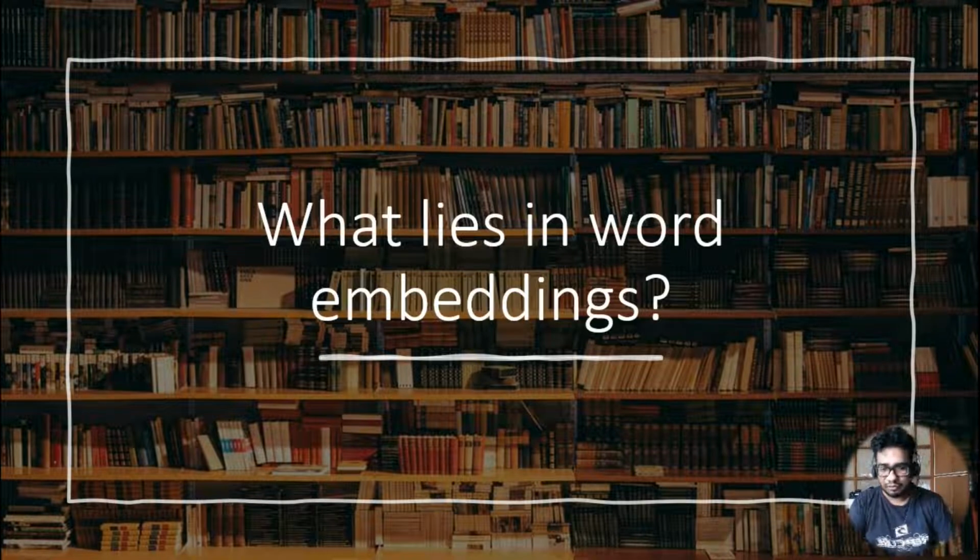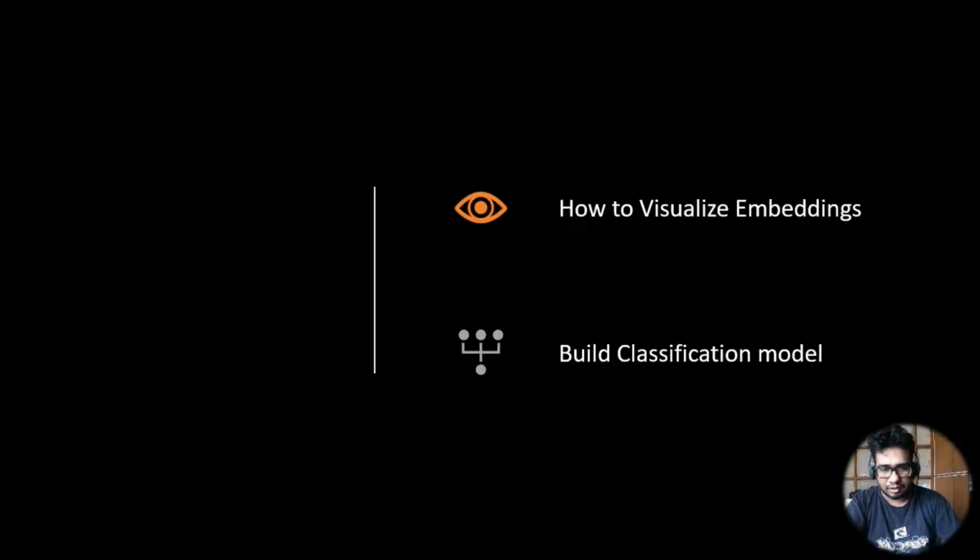It's often confusing what is happening in the backend. So we would like to look into how we can make sense of different words and different sets of words in a particular context. Today I'll be focusing on two topics: how to visualize embeddings, and with this, how we can build a simple classification model using the pipeline.